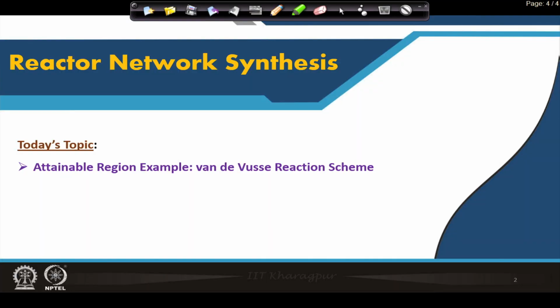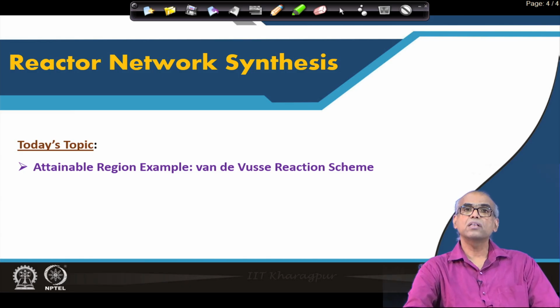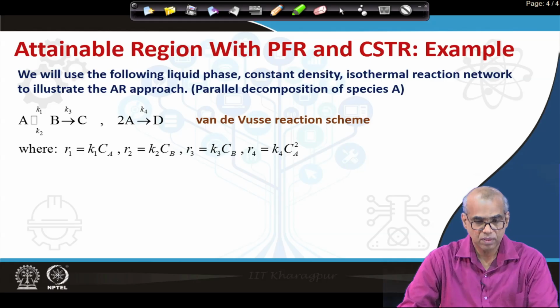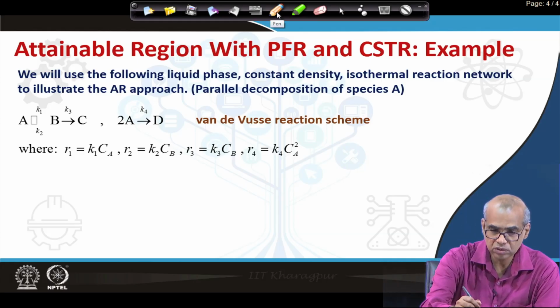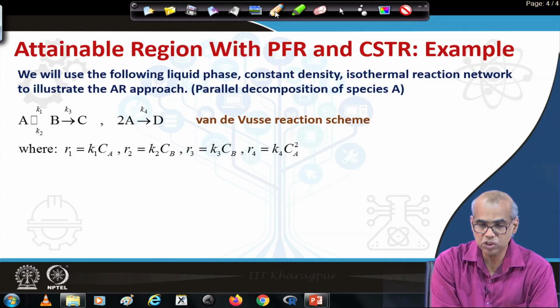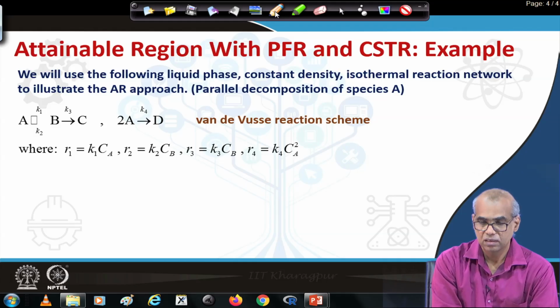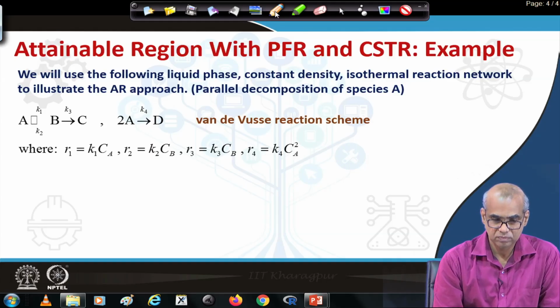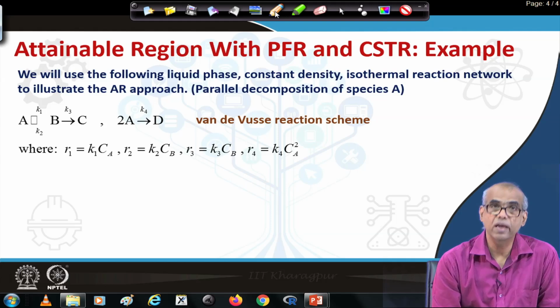Specifically, we will today see an attainable region example on the Van der Waals reaction scheme. So, we will use the shown liquid phase constant density isothermal reaction network to illustrate the attainable region approach. The reaction scheme known as the Van der Waals reaction scheme is basically parallel decomposition of species A.